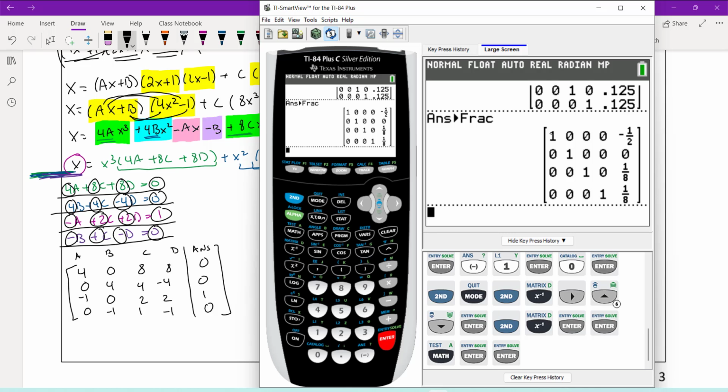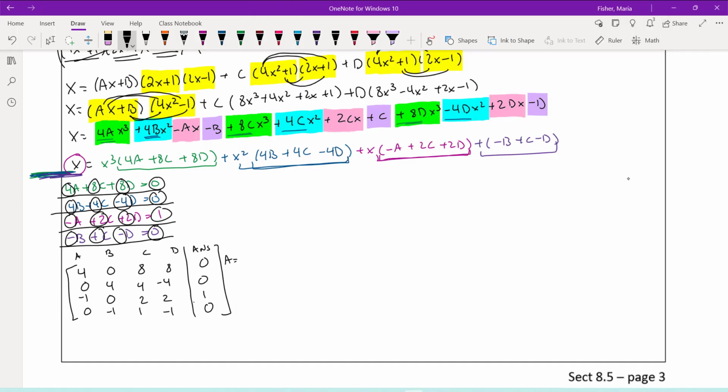Well, this, remember, is what A is. Well, A is going to equal negative 1/2. B is going to equal 0. C is going to equal 1/8. And D is going to equal 1/8. So I can look here and say this tells me that A was equal to negative 1/2. B was equal to 0. C is equal to 1/8. And D is equal to 1/8.